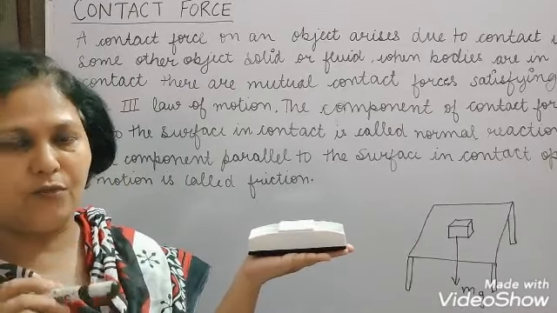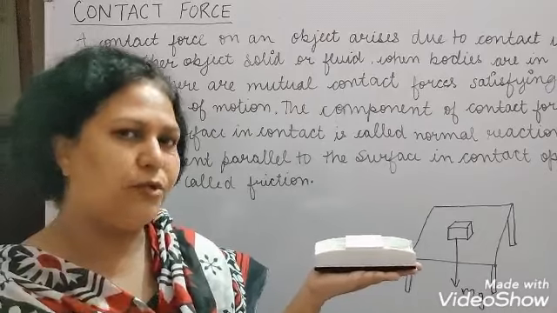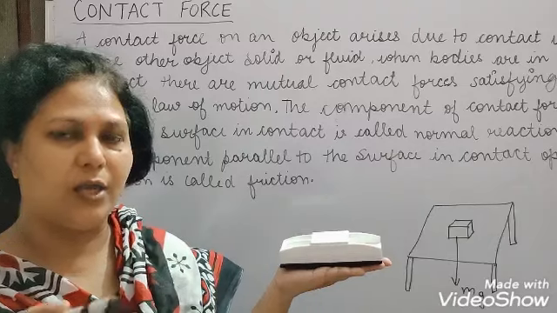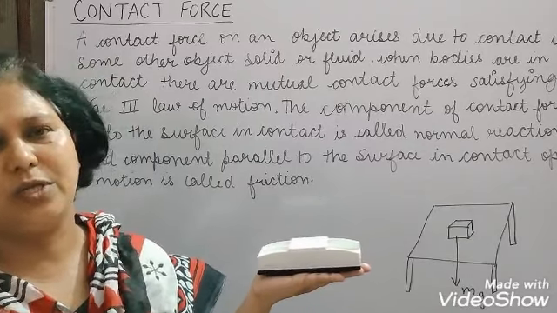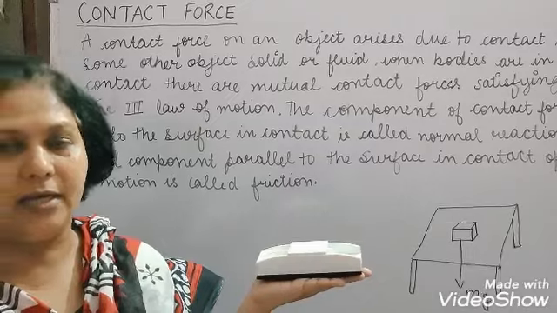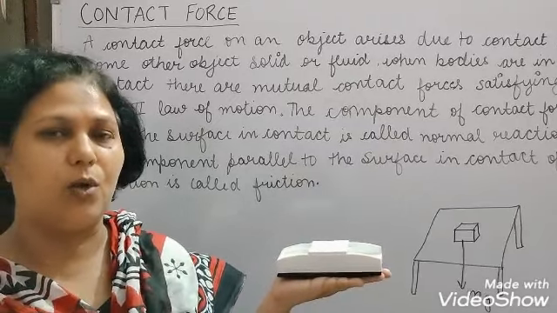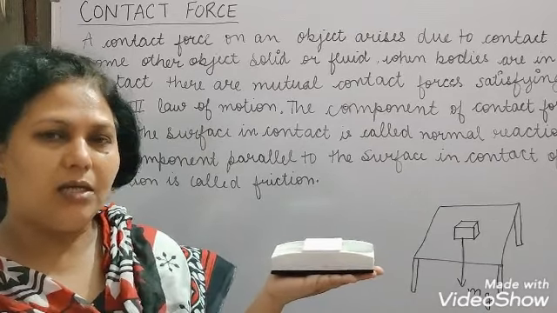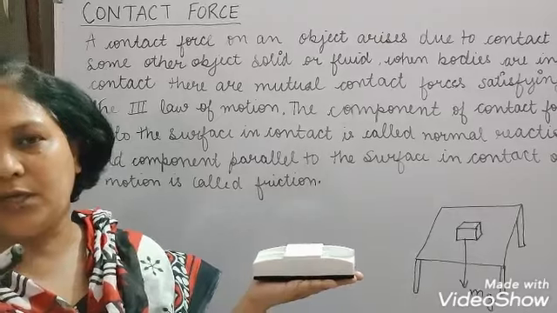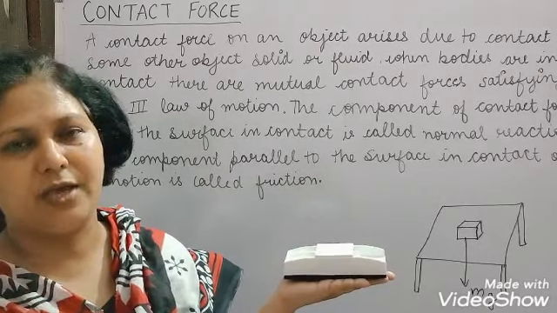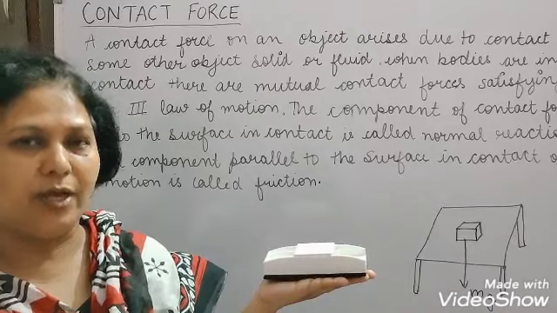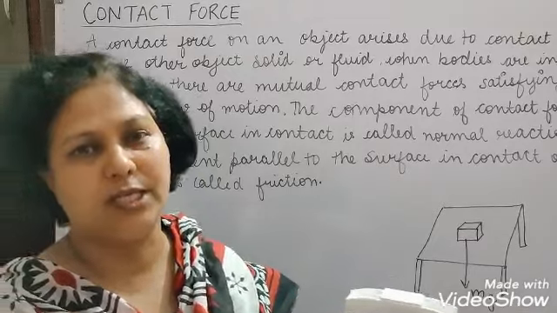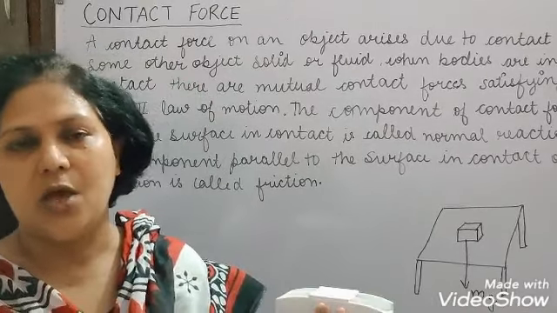That means if many forces are working together on an object, the resultant of the forces is equal to zero. In that situation, the forces are called balanced forces. They are balancing each other. And we know Newton's first law of motion, which you have learned very well. It talks about the external agency or the external force.